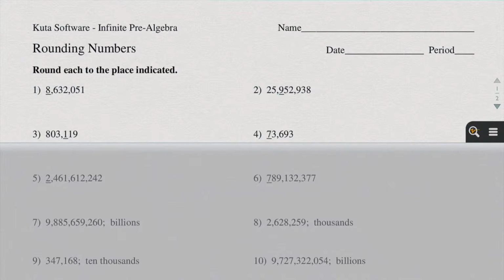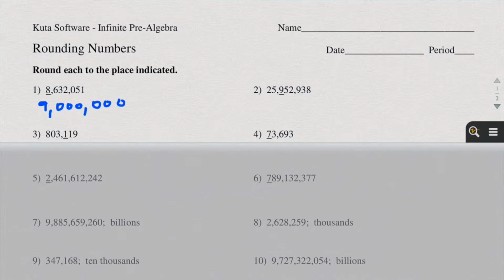So let's start with number 1. The 8 is the one that's underscored, so that's the one we're interested in. We look to the number to the right, which is 6, and because that 6 is greater than 5, we're going to round the 8 up to 9. So this now becomes 9 million.